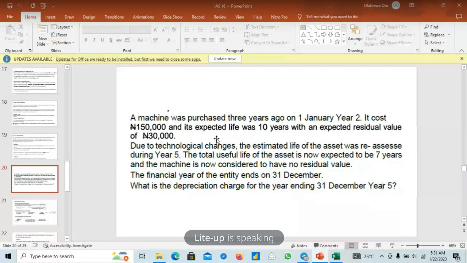So a machine was purchased 3 years ago on 1st January year 2. It cost 150,000 naira and its expected life was 10 years with an expected residual value of 30,000. Due to technological changes, the estimated life of the asset was reassessed during year 5. The total useful life of the asset is now expected to be 7 years, and the machine is now considered to have no residual value. The financial year of the entity ends on 31st December. What is the depreciation charge for the year ending 31st December year 5?